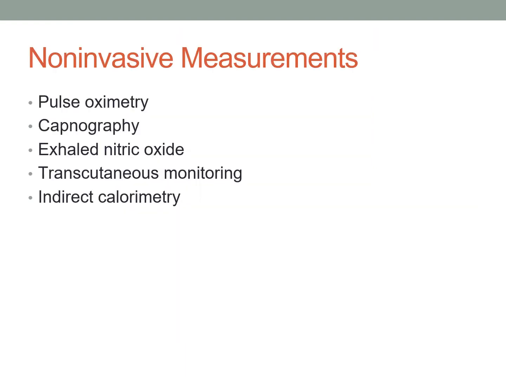All right, so we're familiar with pulse oximetry. That's probably one of our more common ones. Then capnography, we're going to break that down a little bit more. Exhaled nitric oxide is actually a tool that they can use. Transcutaneous monitoring you may run across more so in the NICU. And then indirect calorimetry, now that I'm saying this, I believe that is its own PowerPoint.